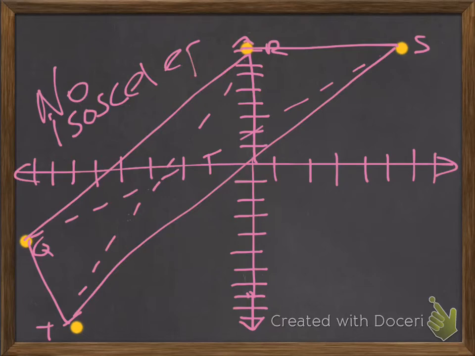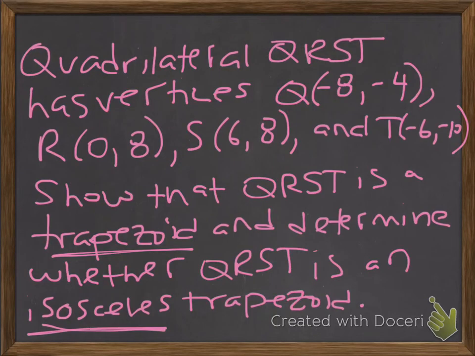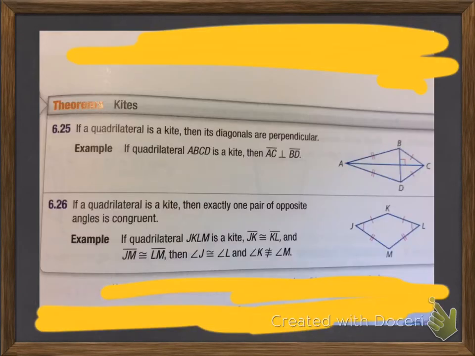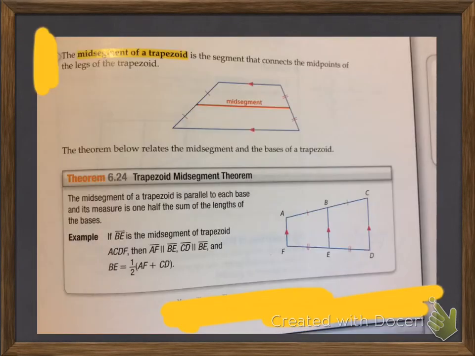So the next one is talking about the mid-segment of a trapezoid, that theorem, which is listed here. And that says the mid-segment of a trapezoid is parallel to each base, and its measure is 1/2 the sum of the lengths of the bases.